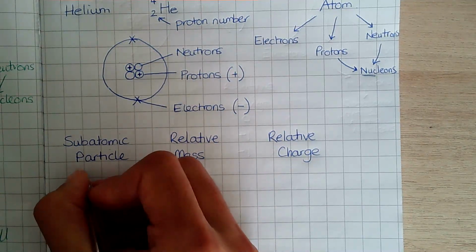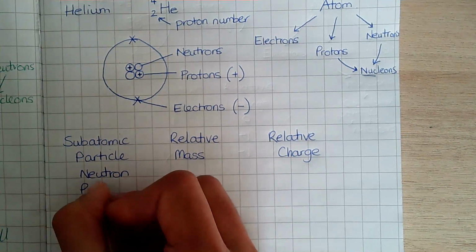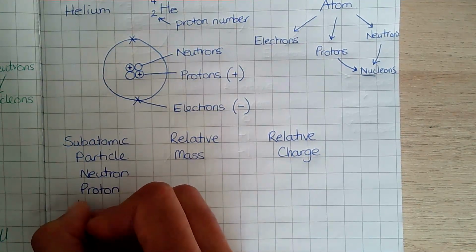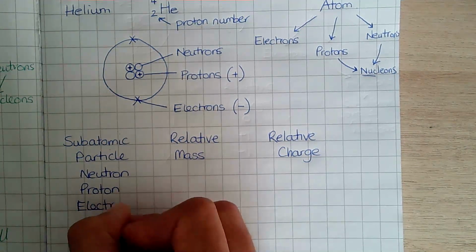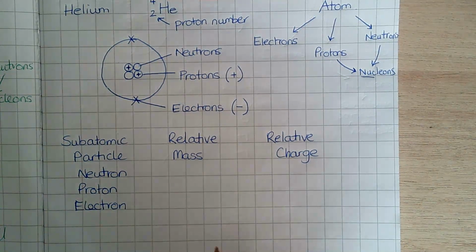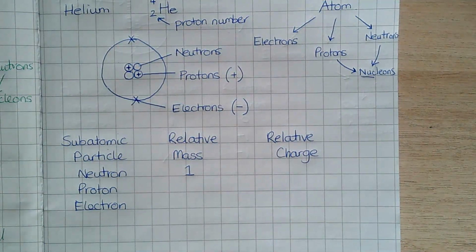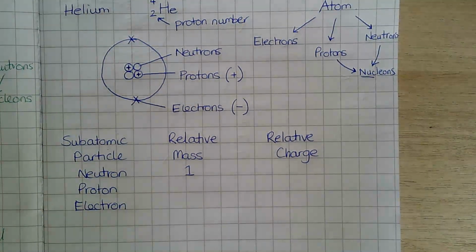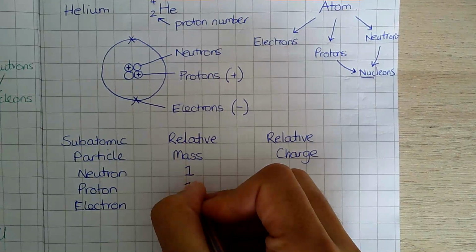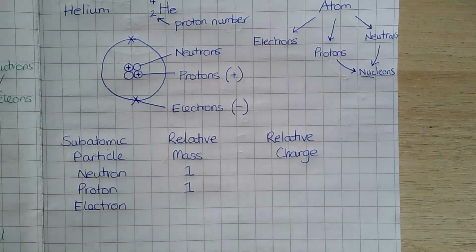So, we've got our 3. Let's start with a neutron, proton, and electron. Okay, so the relative mass of a neutron is 1. It's so small to measure in grams that we just give it this relative value. If a neutron is 1, we can also say that a proton relatively has the same mass. So both of them have the same mass, and it's easy for us to say the relative mass of a proton and a neutron is 1.